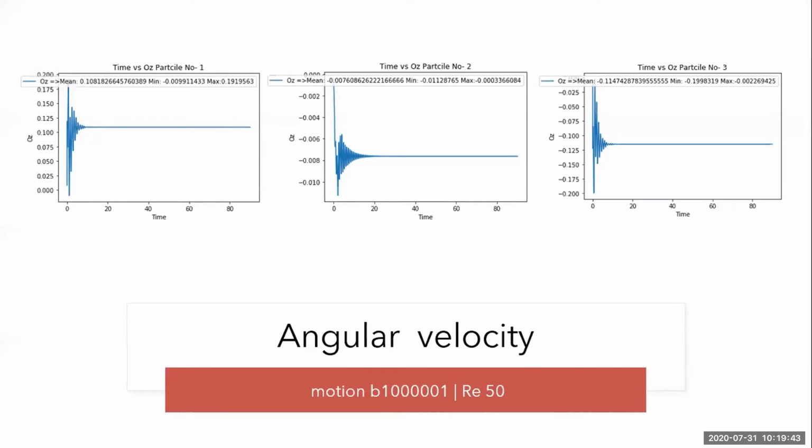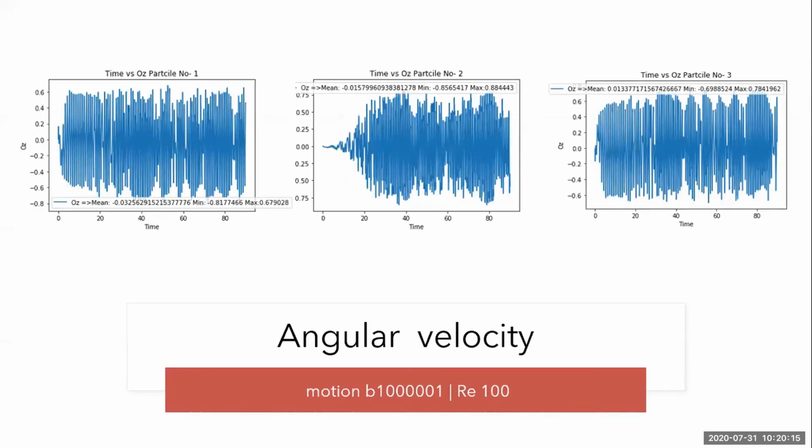Within the 2D motion, we wanted to collect data of how the angular velocity is also changing as we increase the Reynolds number. So you can see here the three particles in the middle and their angular velocity at Reynolds number 50. They all have a common theme: they all go to a steady state within 10 to 20 seconds of the simulation.